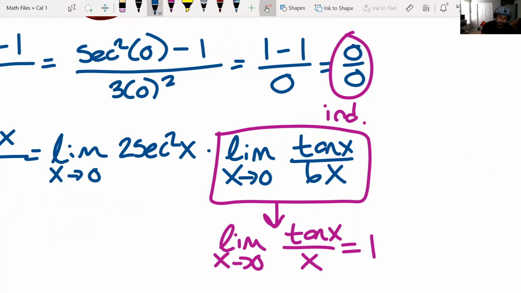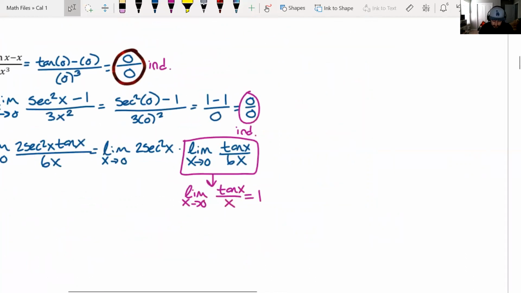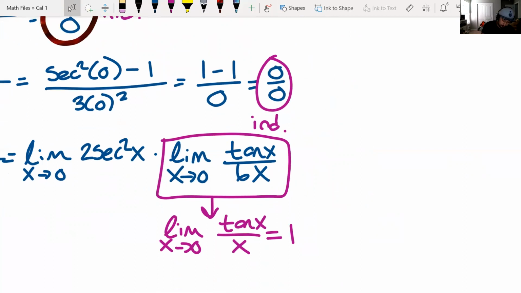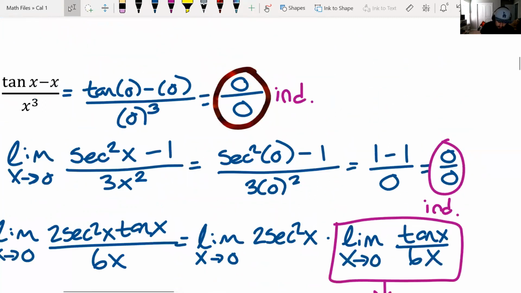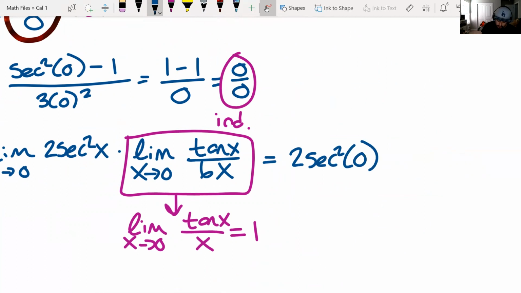So this means that when I take the limit, I should get 2 times the secant squared of 0 times, and all that's going to be left from this limit I have right here is this tangent x over x going to 1. So all that's going to be left is times 1 over 6.